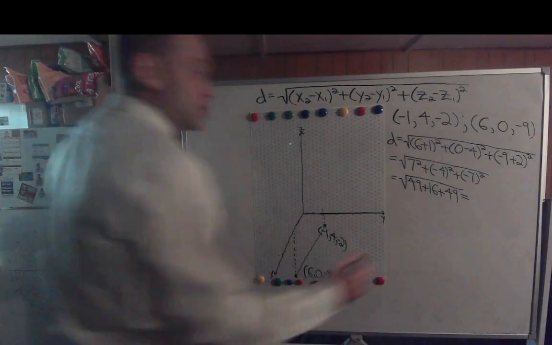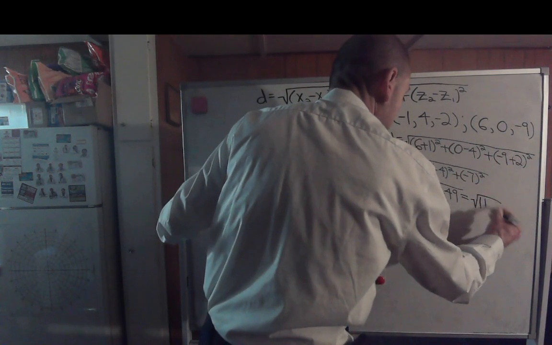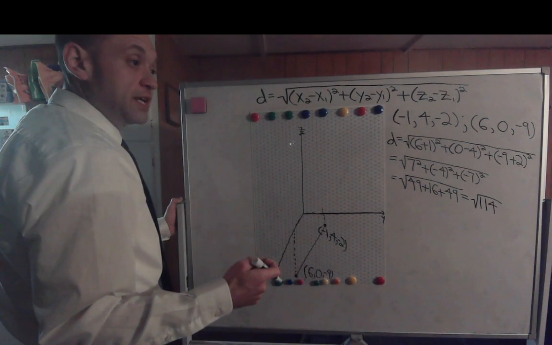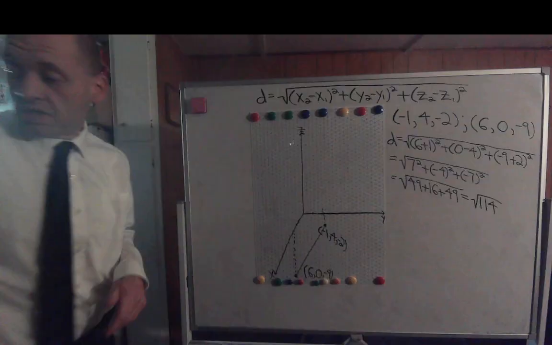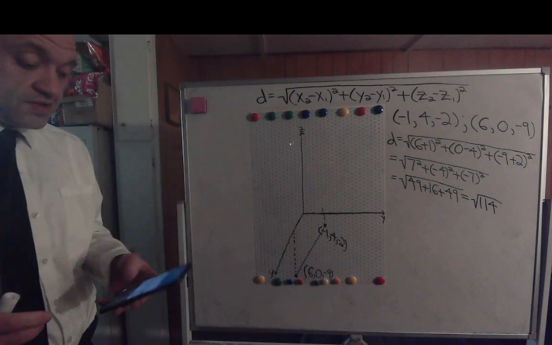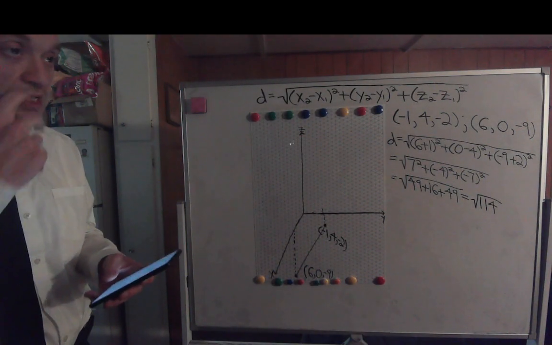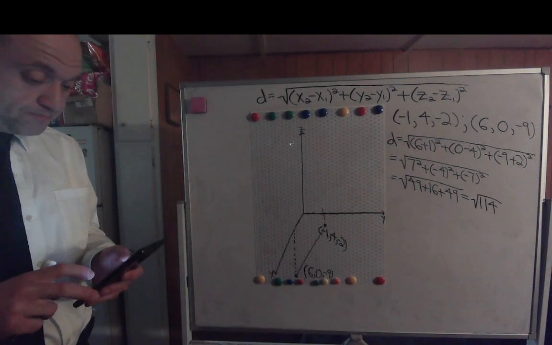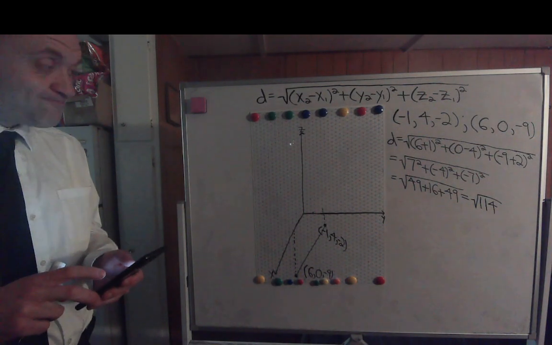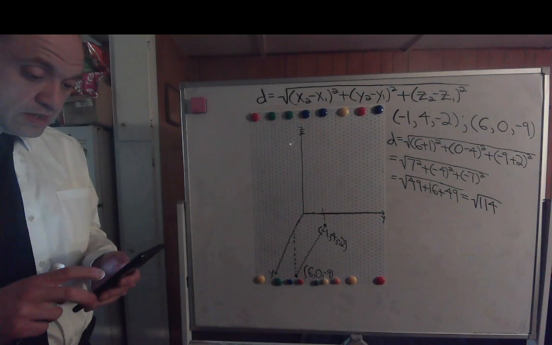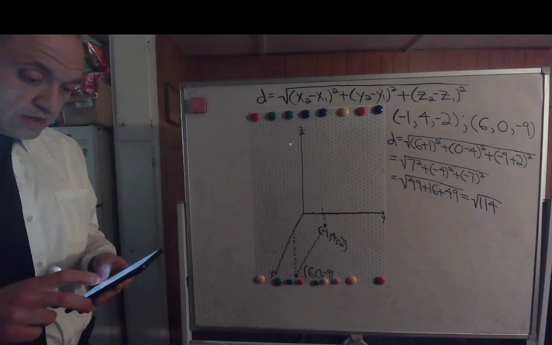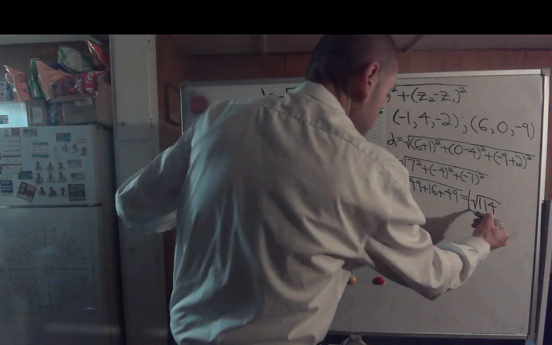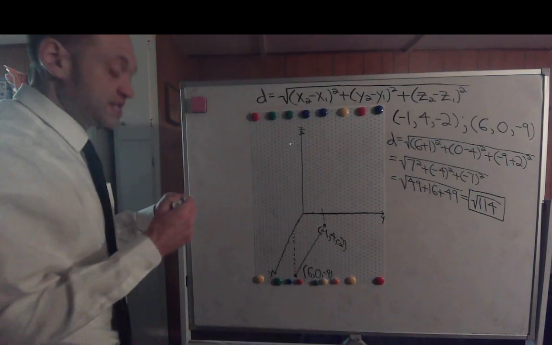So that would end up giving you the square root of 114, which really I don't believe we can do anything with. Maybe I'm wrong. Let's see if this factors at all. I'm not so sure it does. Nope, it doesn't factor. So the distance between these 2 points is the square root of 114 units.